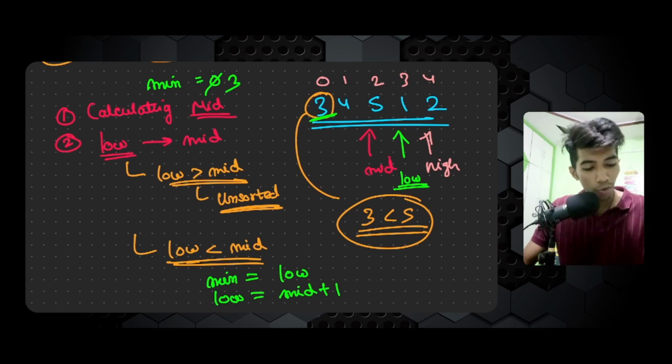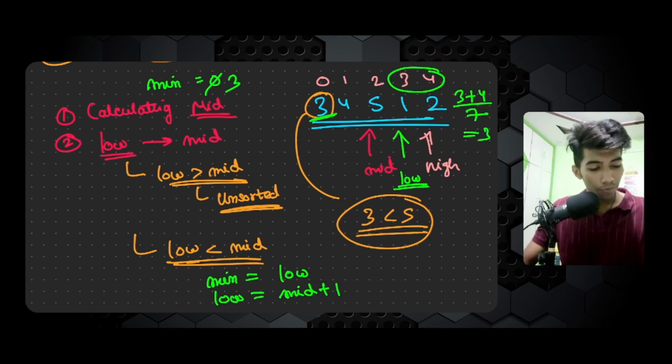And then what we will do? Again, if I calculate the mid of this, 3 plus 4 by 2, not 7, 2, it will give me 3. So my mid pointer will be here again. Got my point? And then we will be comparing. Now we will be adding an equal to sign here.